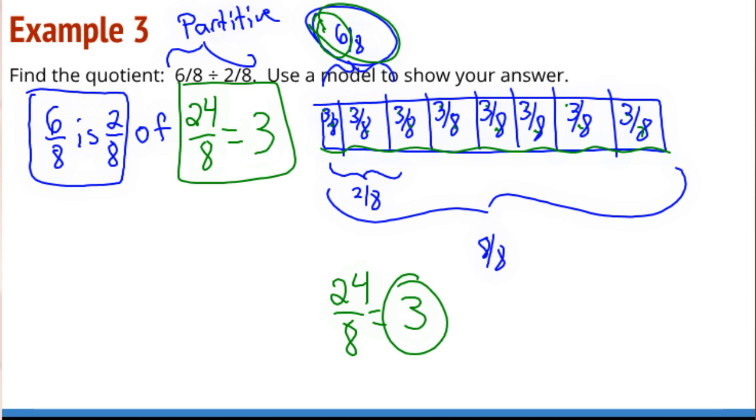So thinking about this problem in a partitive way and thinking about it in kind of a unit form, I hope that's the right way to say that, I can see that I've got 2 units here. And these 2 units are equal to 6/8. And I'm going to take that 6/8 and I'm going to write it in a unit form.